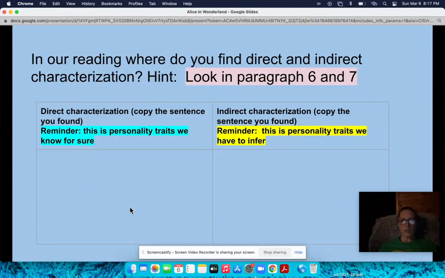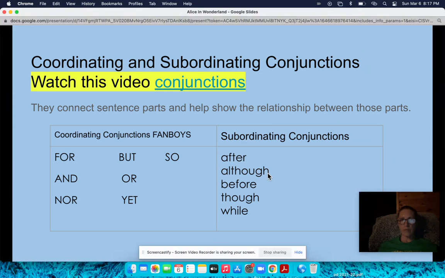So, here in the boxes below, you're just going to type the sentences. Make sure it's the full sentence with capital letters and correct punctuation. Type the full sentence here for the places where we directly see what kind of character we have, and then over here, type the full sentence for indirect characterization where you're having to infer the character's personality. You're also going to learn more about coordinating and subordinating conjunctions.